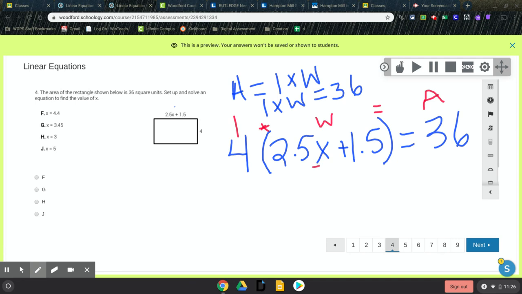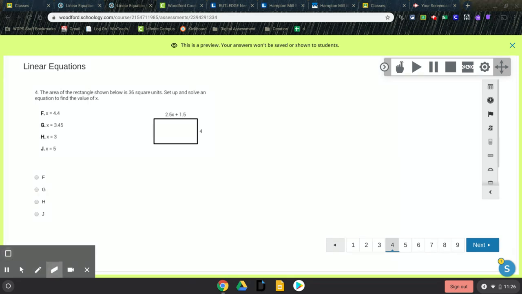So now I'm going to solve for x. Remember to distribute first and solve for x. Plug your values in to make sure it makes a true statement.